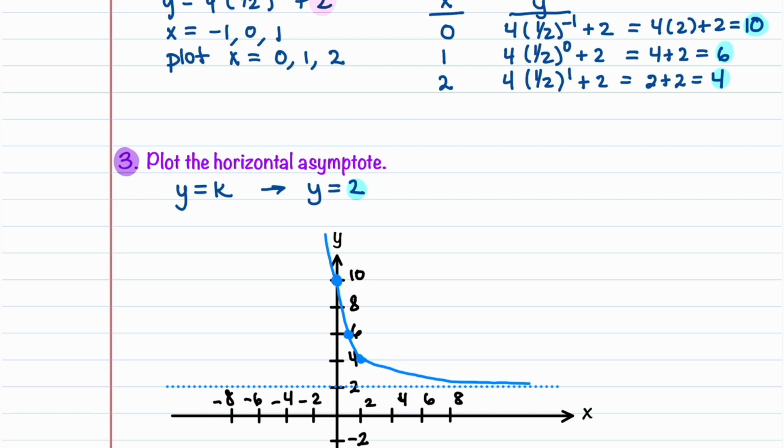You've now learned how to graph exponential functions, and you have 4 steps to use as a guide. With a little bit of practice, you're going to get really good at this.